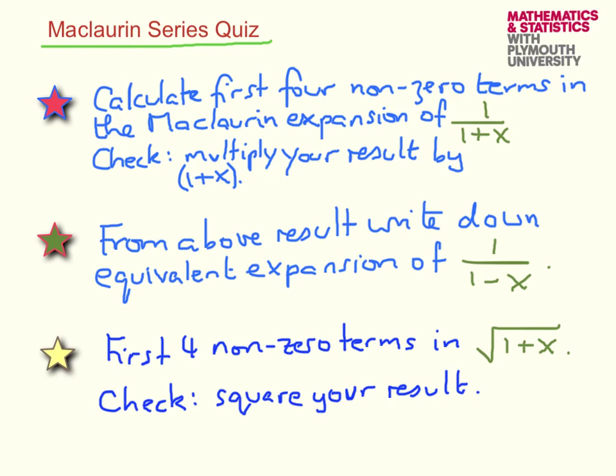The second question is to use your result from the first one to write down the Maclaurin expansion here immediately. And the third question is to calculate the first 4 non-vanishing terms in this Maclaurin expansion and then square your result to see that you have done it correctly.